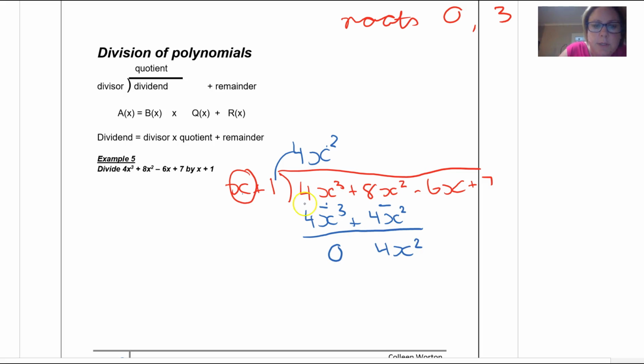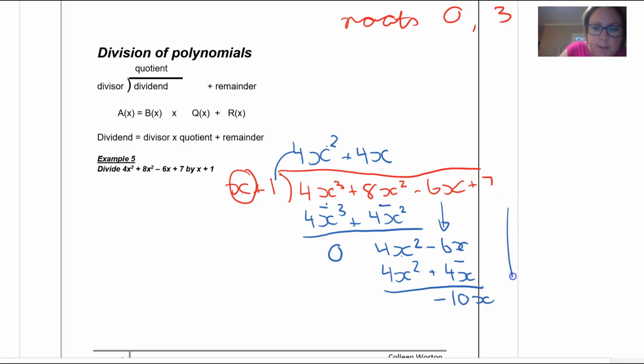So how many times does x go into 4x squared? 4x times. I need to bring that down. So I've got 4x squared plus 4x, I need to minus. Minus 6x minus 4x is minus 10x, bring the 7 down. How many times does x go into minus 10x? It's minus 10. So I've got minus 10x minus 10.